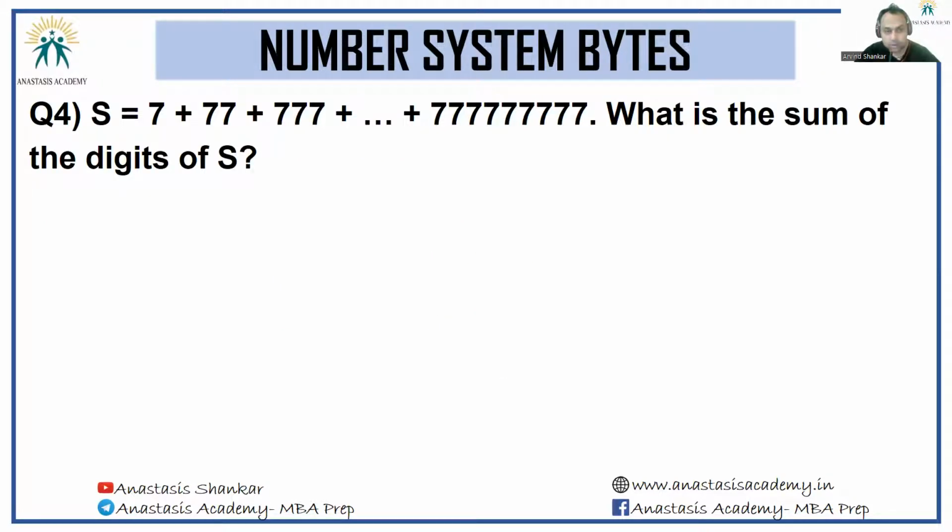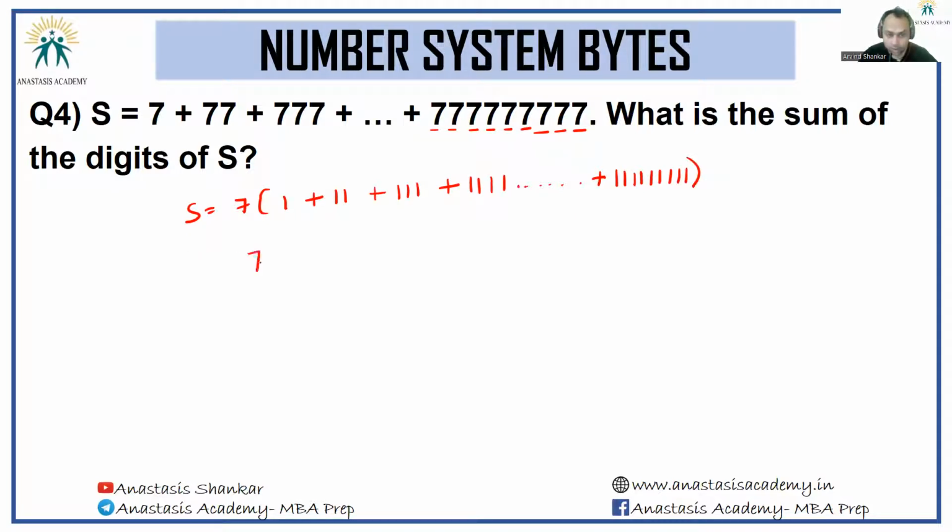S is equal to 7 plus 77 plus 777, so on and so forth, up until how many 7s do we have here? 1, 2, 3, 4, 5, 6, 7, 8, 9. Okay. I can write S as, if I take out 7 common, I have 1 plus 11 plus 111 plus 1111, and so on, up to the number with 9 ones.